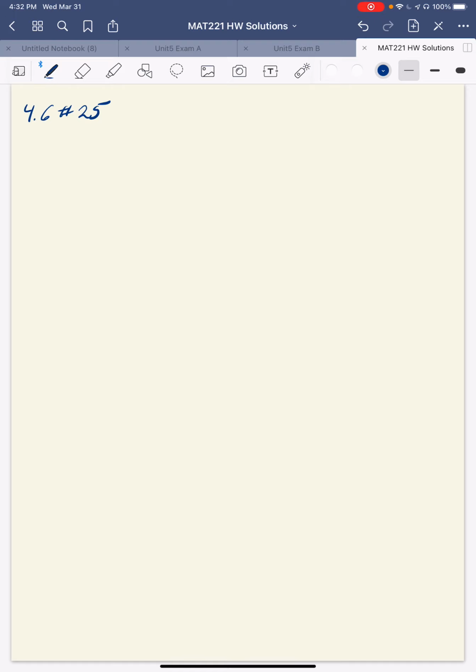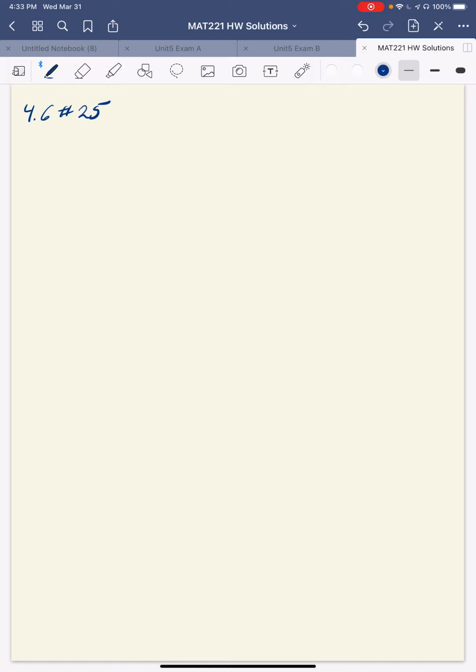So in this video, I am going to do a couple problems from the Module 11 homework. I'm going to start with problem 4.6, number 25. In this problem, we have a situation where two cars are driving. Car A is driving east towards an intersection. Car B has already gone through that intersection and is heading north.